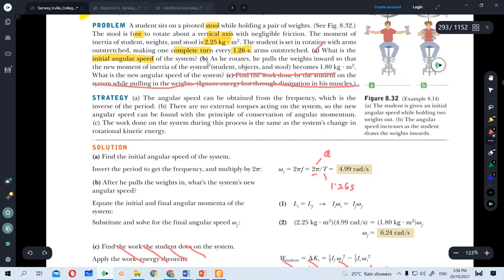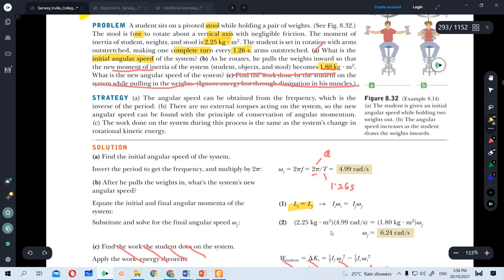Now what about B? As he rotates, he pulls the weight inward. Pulling it inward means that there will be a new moment of inertia, which is now reduced to 1.8. It gets reduced, so it changes. So what will be his new angular speed? This is the part where we will use conservation of angular momentum. Initial angular momentum should be equivalent to the final.